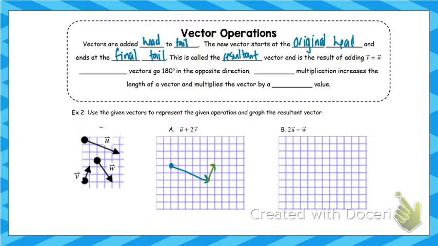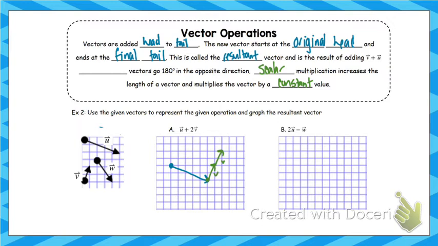Okay, but this one's a little different because it says 2v. Well, if there's 2 v's, what we're going to do is, again, draw another v. So from that tail, I'm going to draw the new vector's head. So now I have 2 v's. That 2v that's written in there is what's called scalar multiplication. What it does, you're multiplying by a constant. Okay, it's going to increase that vector's length.